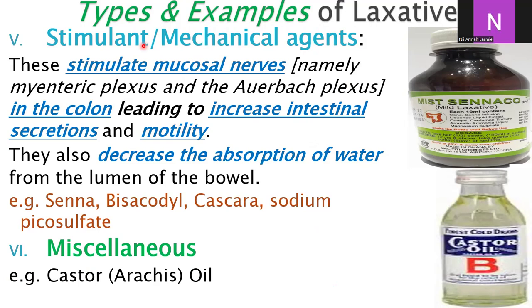It has other uses in medicine, but because we are looking at laxation, we want to talk about it. It can be described as a lubricant. It can also be described as one that helps increase bulk, because castor oil is quite a heavy oil. So in this note, I chose to put it under miscellaneous. So castor oil is another example of these agents. Great.